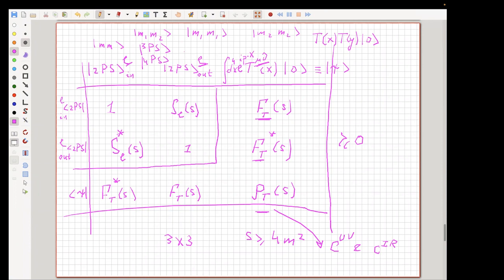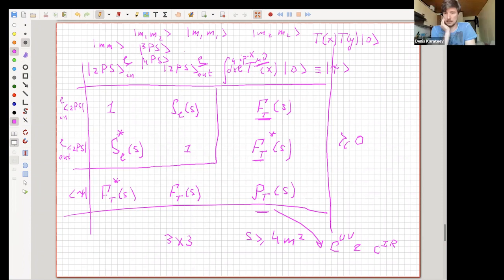So to relate this with CIR, you need to take S to 0. Don't you have to do that? S to 0, exactly. To relate to the IR, you have to take S to 0, exactly. So the point is, this unitarity constraint is true only for S greater than 4m squared. Now, but this function rho t of s is defined for any values of s.